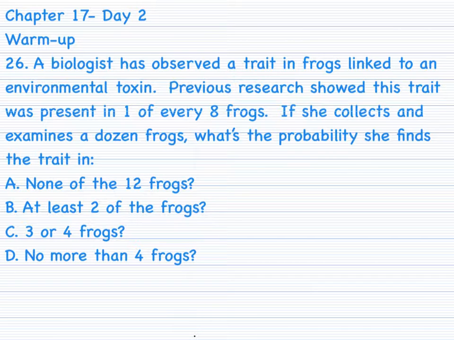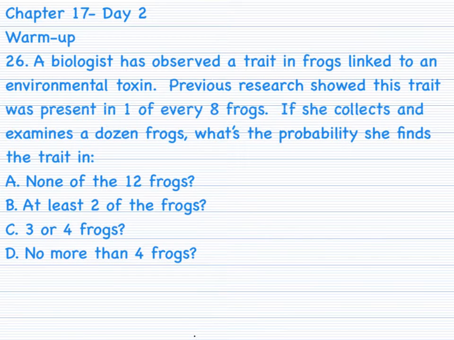All right. So if we're looking at 1 out of every 8 frogs, our probability of success, P, is 1/8, and our Q, our probability of failure, that is not having the trait, is 7/8.